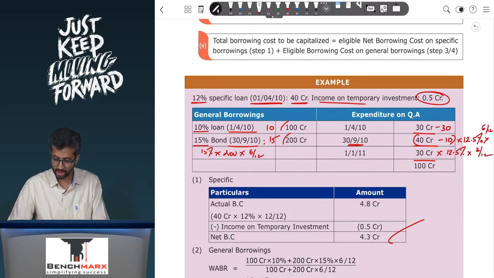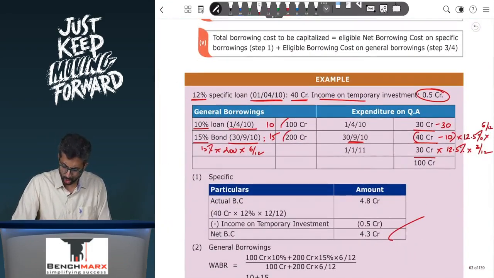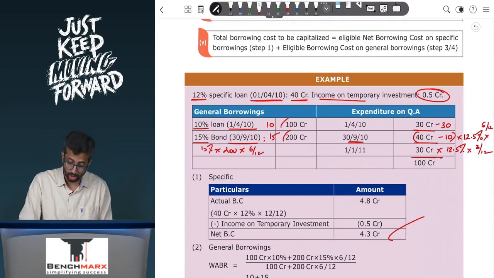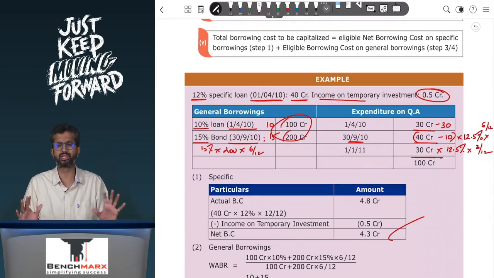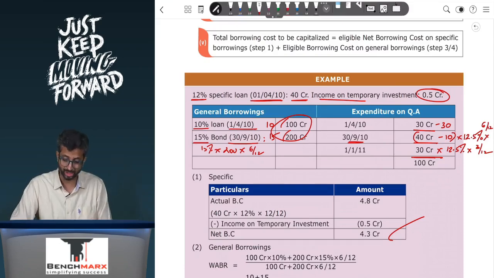So if I do this working, I will get possibly 30 into 12.5%, 1.875, and into 3 by 12, 0.9375. So this is 2.81. Now if you go to see, your total expenditure incurred is 100, out of which 40 goes from the specific borrowing, so 60 is from the general borrowing. Your total borrowing pool is 200 plus 100, that is 300 crores, and hence you have enough general borrowings to cover this. This can be seen by the fact that your actual interest is 25.